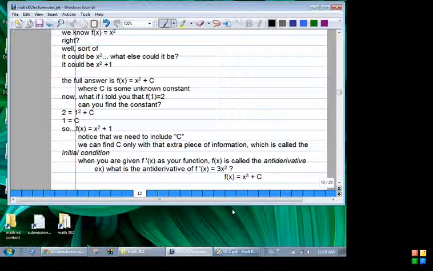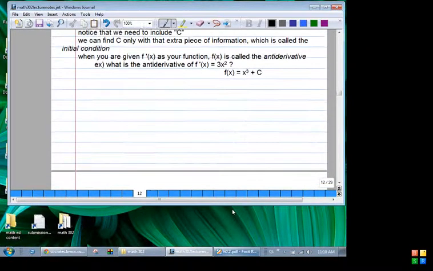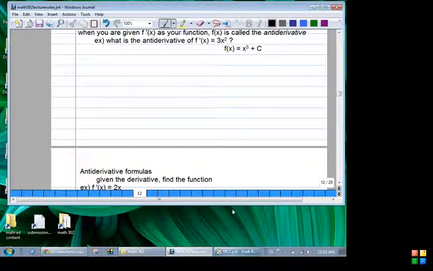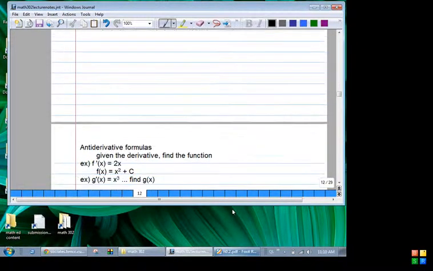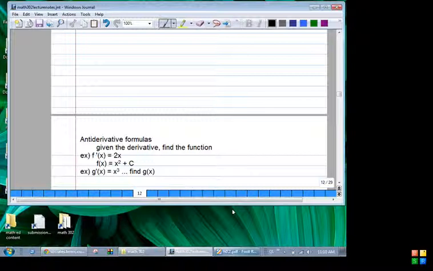So now I want to talk about being able to do this not just with easy ones, but with ones that look different. Okay. So antiderivative formulas. So we already talked about if f prime is 2x, you get f of x is x squared plus c. And what if g prime is x cubed? What's g? Okay. So I know some people have already seen these things and some people have not, but let's think about it. 1 over 4. Okay.